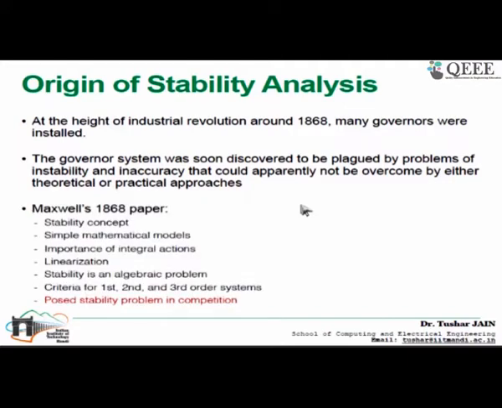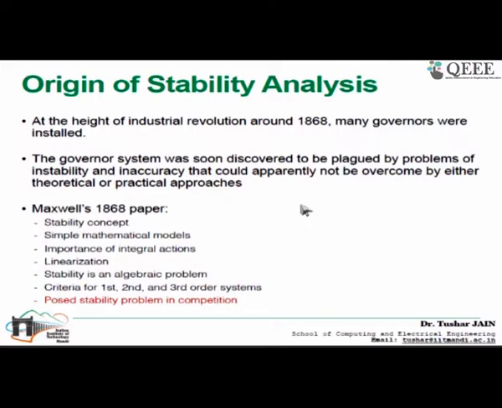Then finally, in Maxwell's 1868 paper, he discussed the stability concept. He laid down simple mathematical models for these governors, for the motion of governors. He also highlighted the importance of integral actions. Then comes the linearization. Why is linearization required? Because when he derived the simple mathematical models, they were non-linear in nature, so he linearized those models to study the stability of the system.